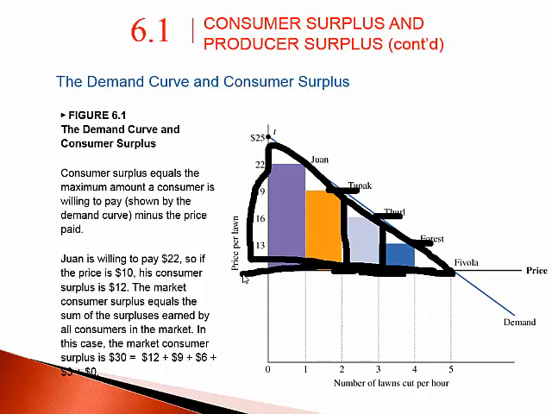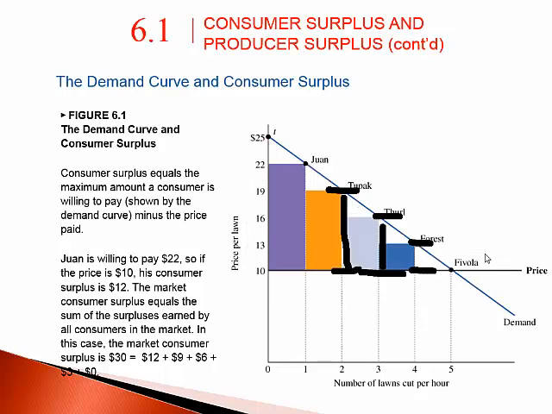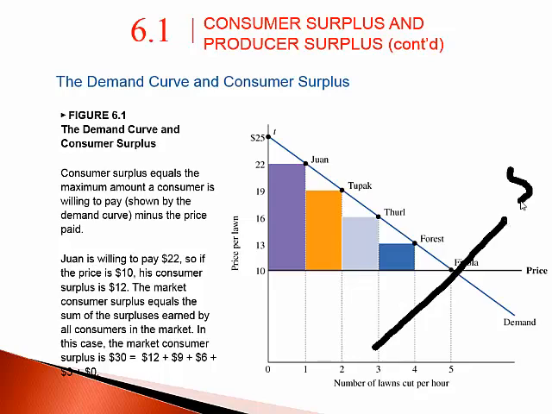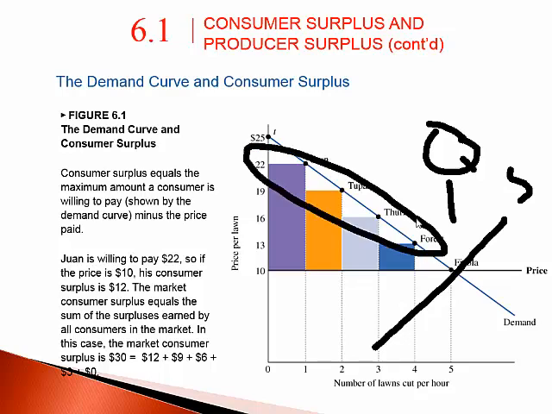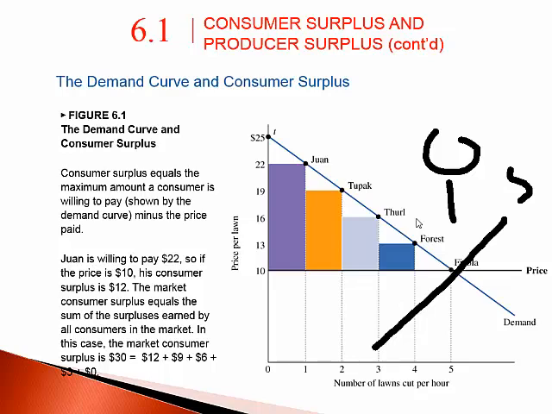So Juan's willing to pay a lot of money. Favolia, right down here, is not. She personally is willing to pay only $10, and this particular lawn service deemed that the price equilibrium right here intersected at $10, and they're willing to provide this quantity at a price of $10. So everybody else who's willing to pay more, they're essentially given surplus.